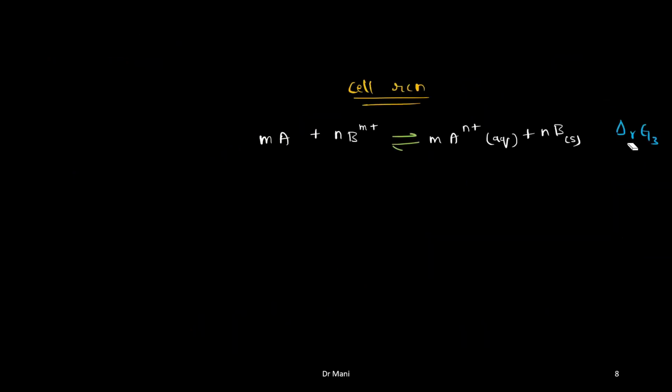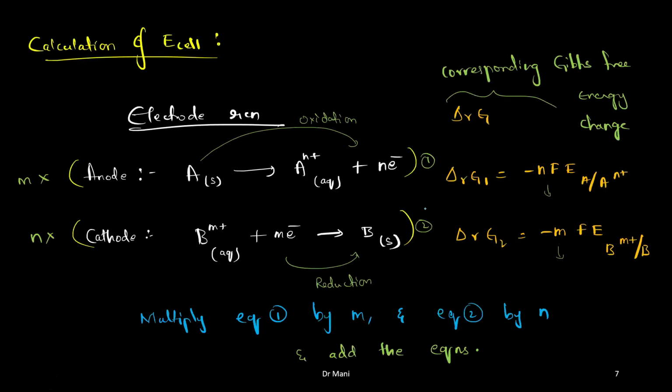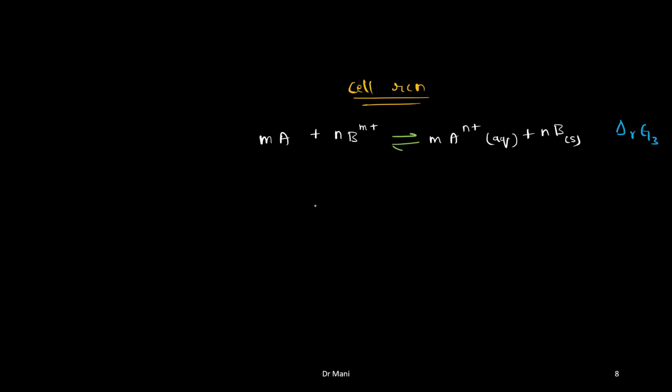So I can now say this Gibbs free energy is equal to the sum of these two. Yes or no? What I did here, I added this and this, I added this and this, so I can also add these and it will give delta rG3. Yes, sir. So delta rG3 is equal to M delta rG1 plus N delta rG2. This is the final equation.